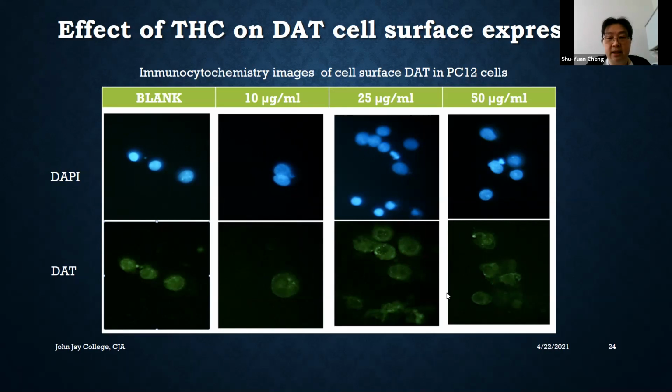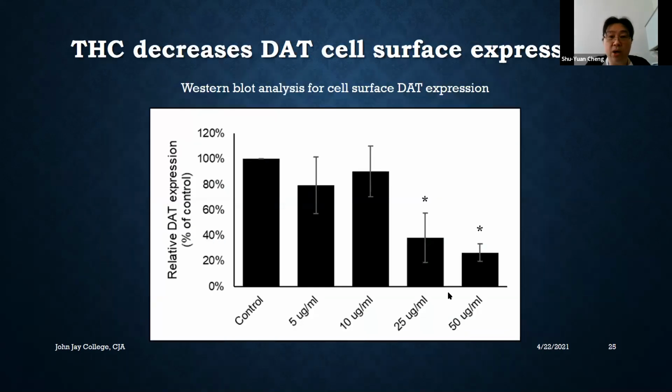Next, I want to confirm it by Western blot analysis. So I do the dopamine transporter cell surface expression detection by Western blot analysis. It also shows that increasing the dose concentration of THC can decrease dopamine transporter on the cell surface. So this is confirmed by two different methods.